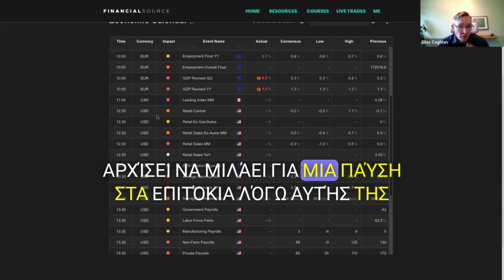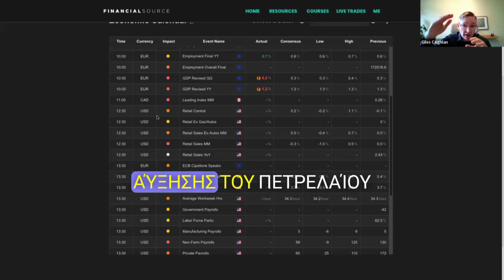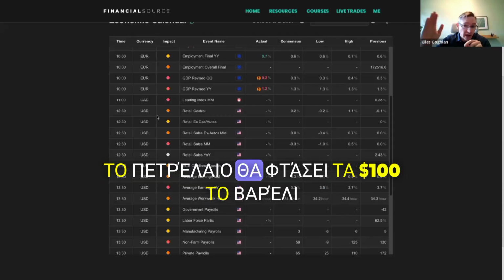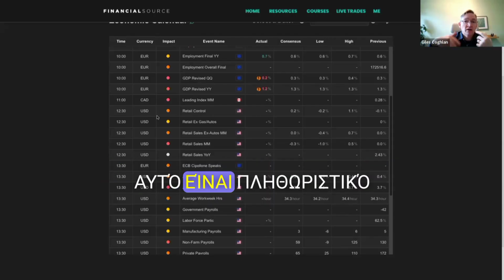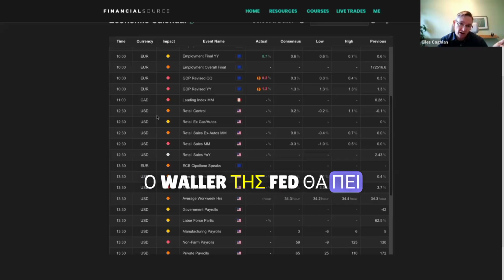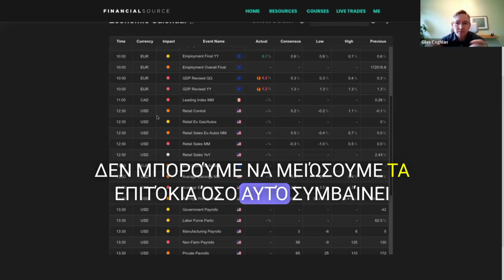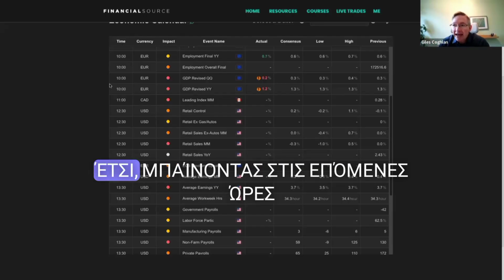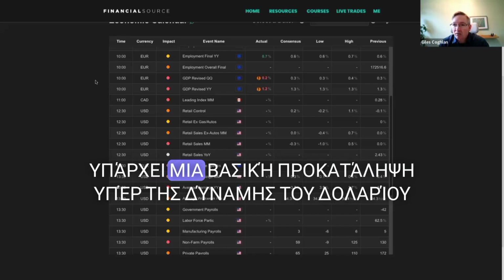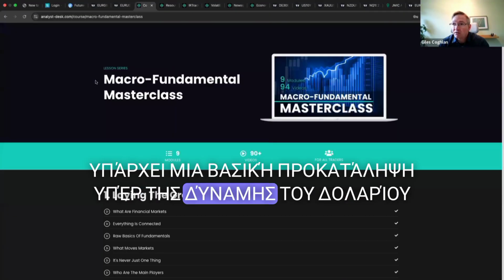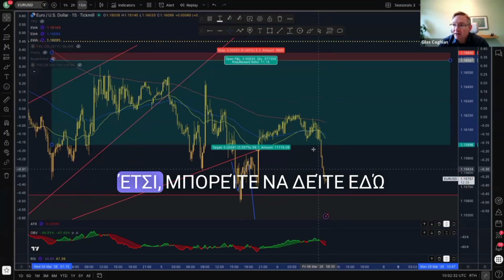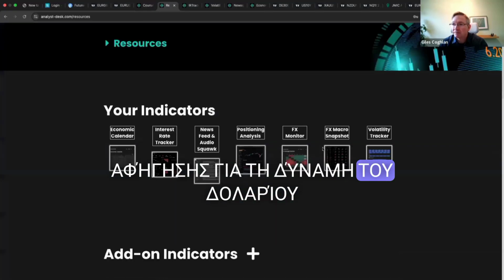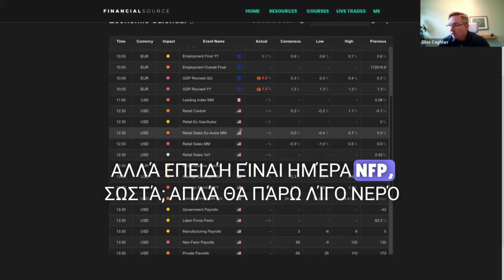And he's probably going to start talking about a pause in interest rates because of that oil spike. Expectation is that if that strait doesn't open up, the oil's going to hit $100 a barrel. That's inflationary. Fed's Waller is going to say we can't cut interest rates while that's going on. That's most likely. So that's dollar strength. So heading into the next couple of hours, there's a basic bias of dollar strength. So you can see here the euro dollar is just moving lower on that dollar strength narrative. But because it's NFP day, right?